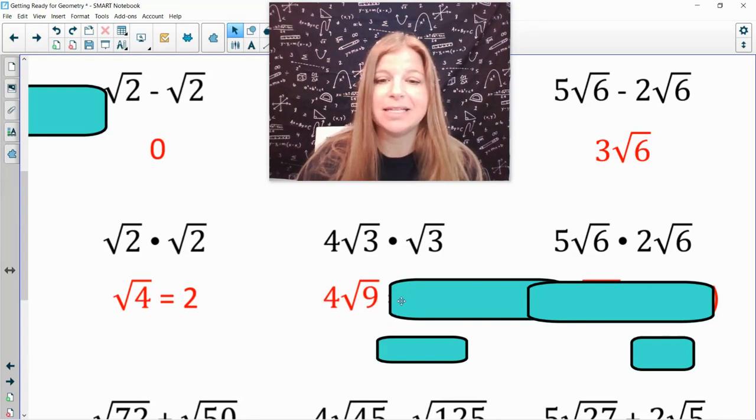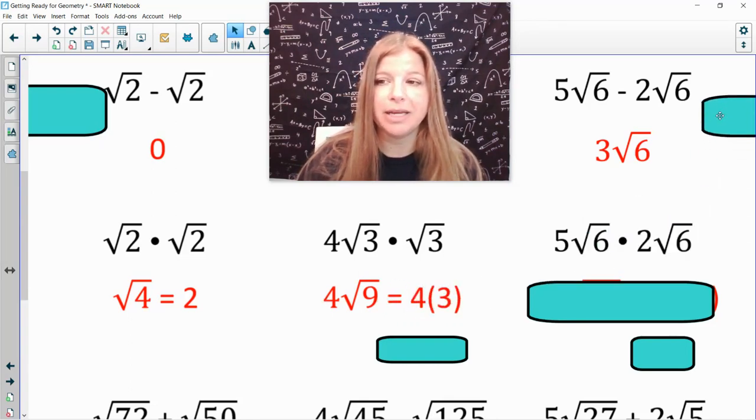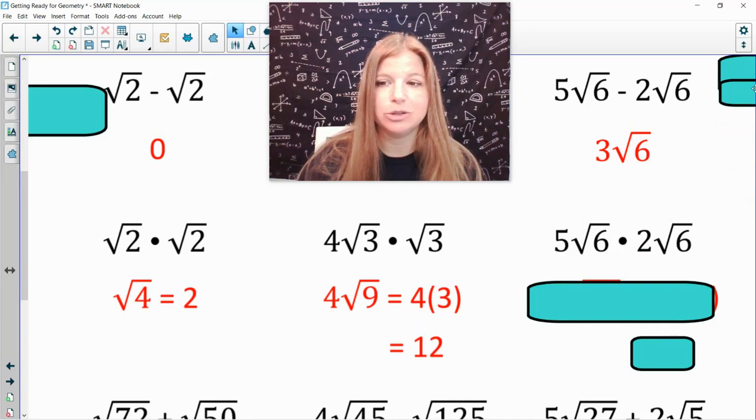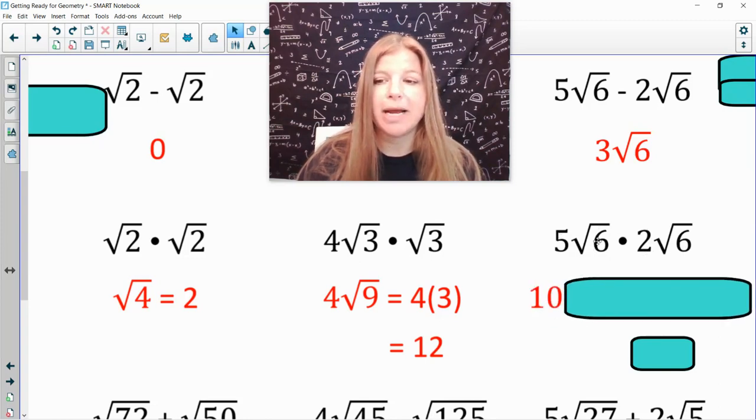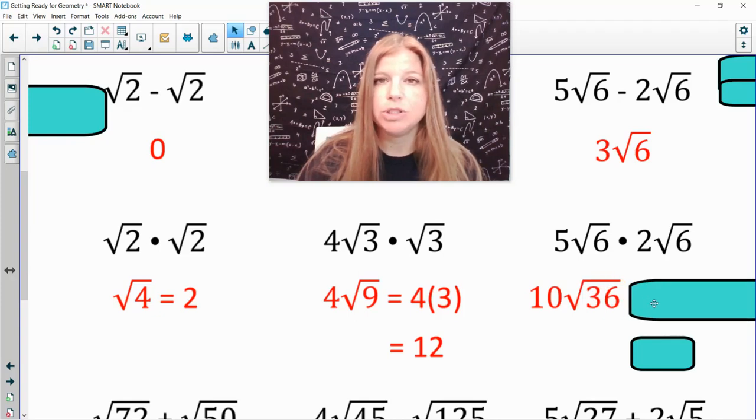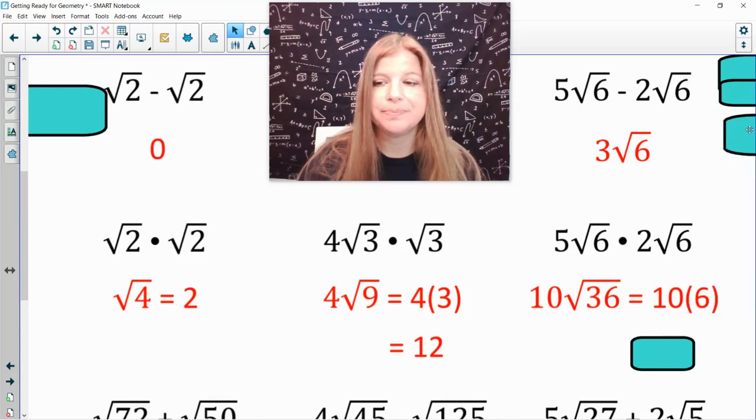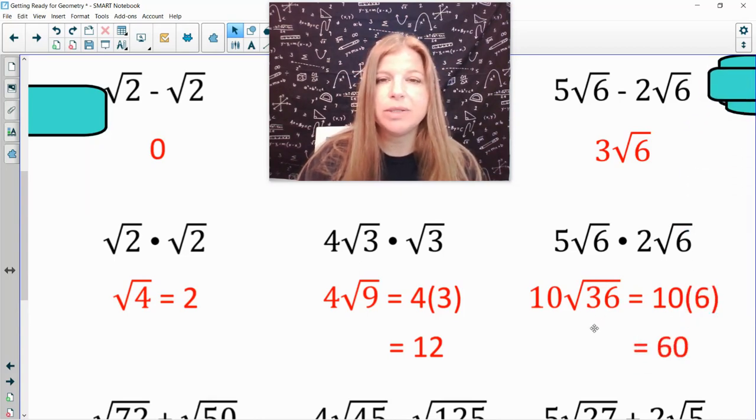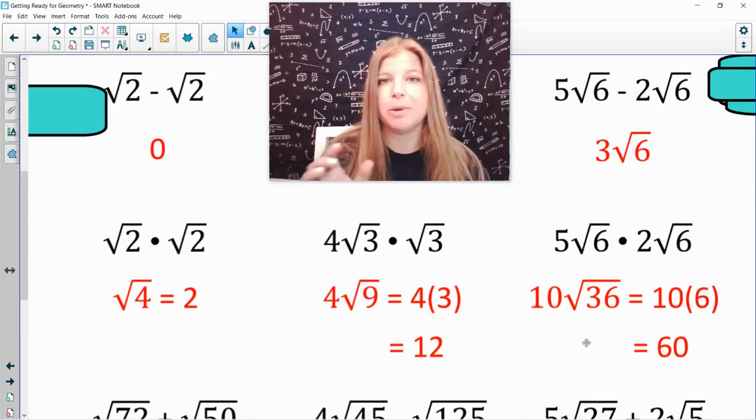So what this is saying is just 4 times 3. And 4 times 3 is 12. Next one. 5 radical 6 times 2 radical 6. Okay, 5 times 2 is 10. Radical 6 times radical 6 is radical 36. Which is really saying to do 10 times, what's the square root of 36? 6. And 10 times 6 is 60. So what you'll notice here is we multiply the numbers out front and we multiply our radicands together. And then we simplify where we can.